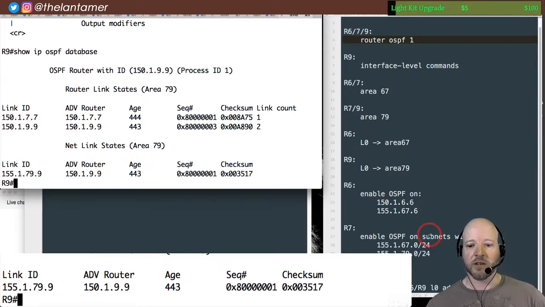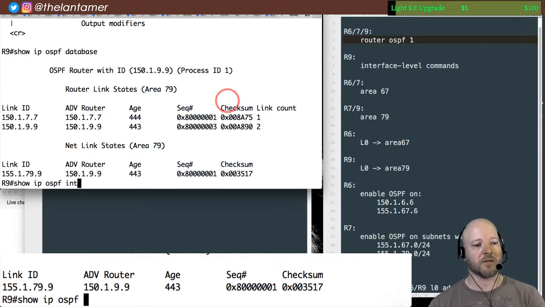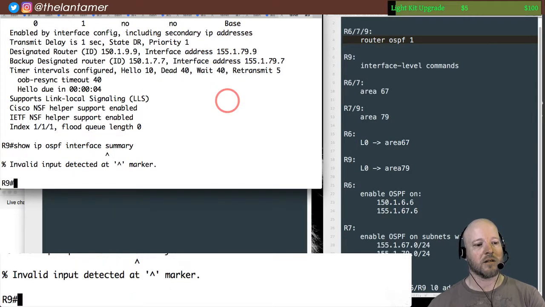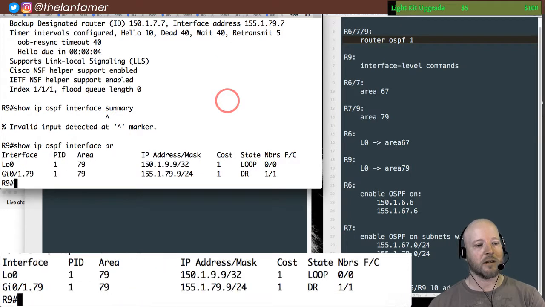What I don't see in here though is a link that we enabled for loopback 0. Let me make sure I did that right. Show IP OSPF interface. Let's do summary. Brief, sorry. Yeah, loopback 0 is there. Oh, it's a state loop. So it has to know the link type, right? So the link type is a loop. So that must be why it's not advertising that as an LSA type 2.